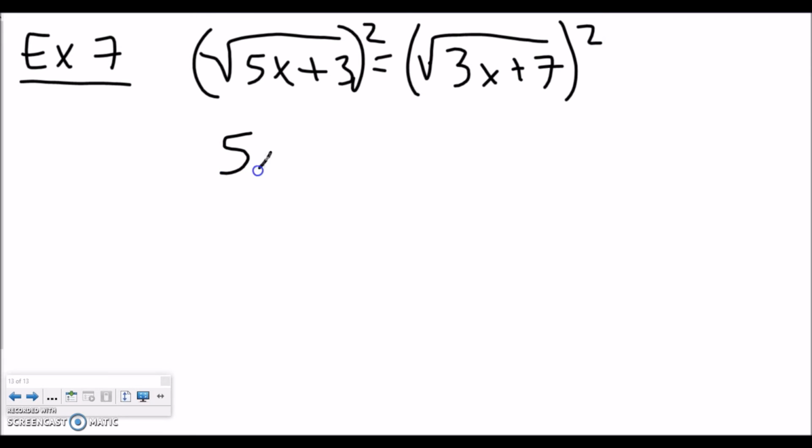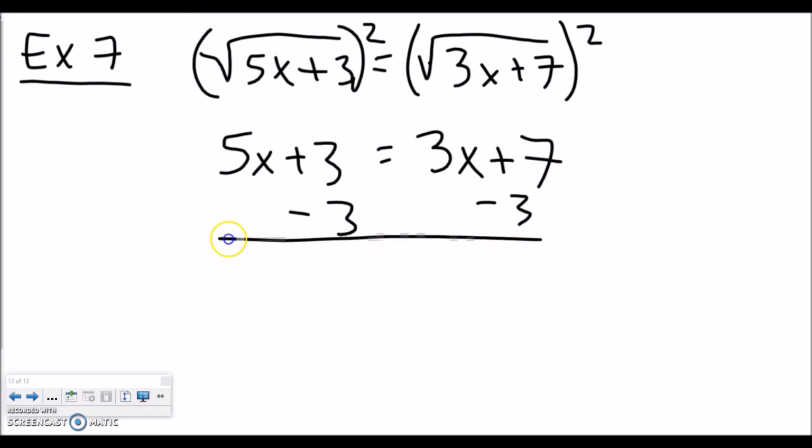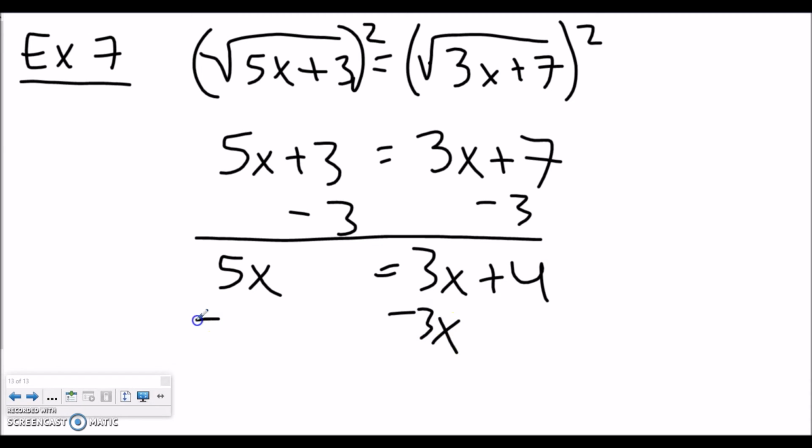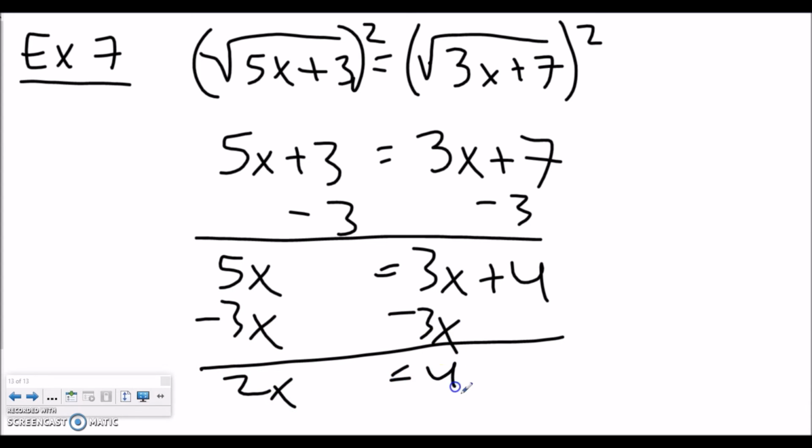Yeah, we got square roots on the left and the right, so let's square both sides. On the left, square roots go away. On the right, square roots go away. And this is just a basic solve problem. So I'll minus 3 from both sides. 5x equals 3x plus 4. I'll minus 3x from both sides. 2x equals 4. I'll divide both sides by 2. X equals 2.